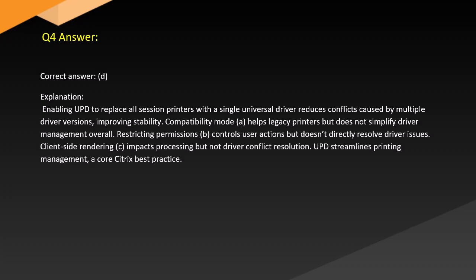Restricting permissions, B, controls user actions but doesn't directly resolve driver issues. Client-side rendering, C, impacts processing but not conflict resolution, though it streamlines printing management. Core Citrix best practice.